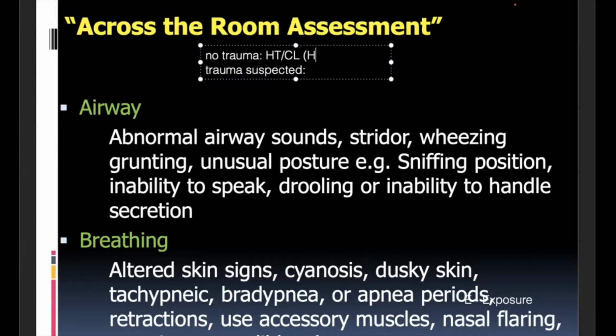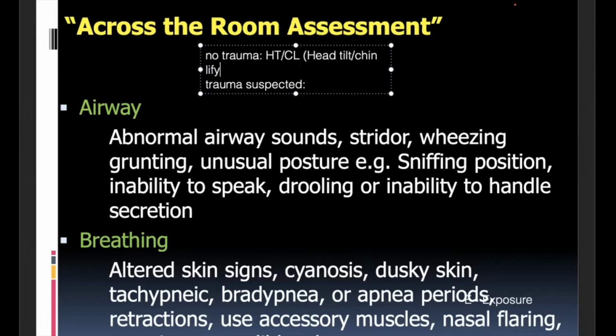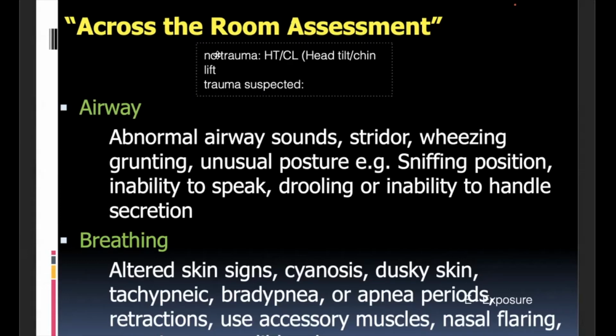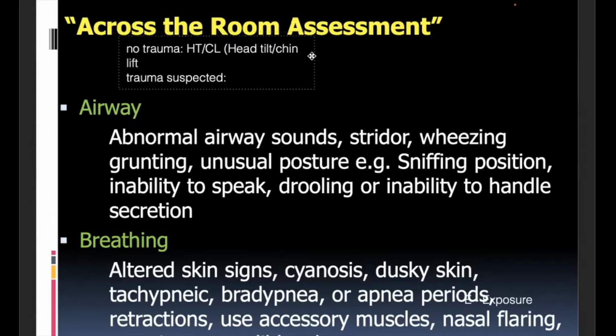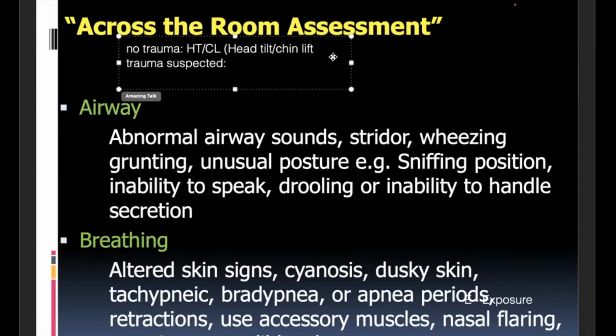So that is your head tilt, chin lift. I know you already know how to perform this, or you can just check how to do it. So if the patient has no trauma at all, you just need to do your head tilt, chin lift maneuver.